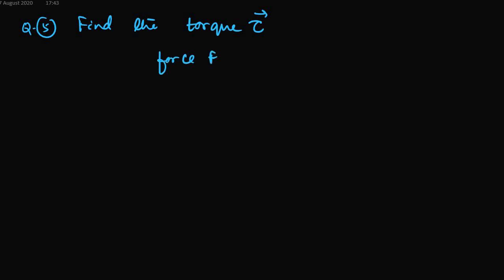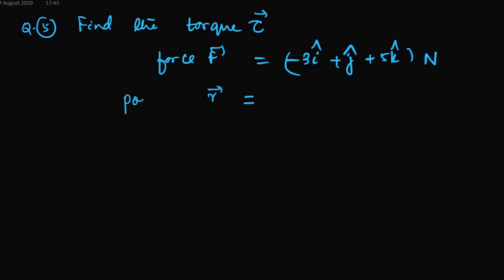Now the question here is, find the torque. Question number 5, find the torque. You know what is a torque? Torque is, of course, a vector quantity with the notation tau vector, where the force is given as minus 3i plus j plus 5k. This is the force given, in terms of Newton, acting at a point, and the point is given as the radius vector.